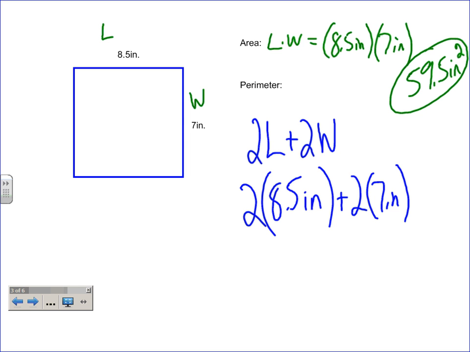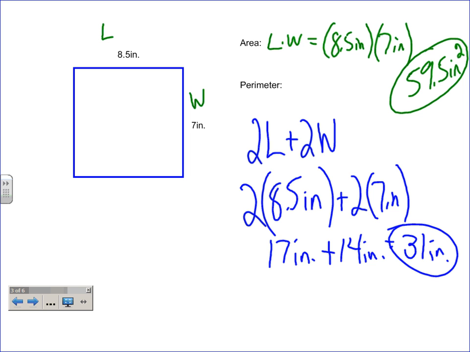Well, that's not actually that bad. That works out fairly well. That is 17 inches. Very good. Plus 14 inches. So actually, this answer kind of works out a little bit better. And we get 31, and it is just inches, correct?